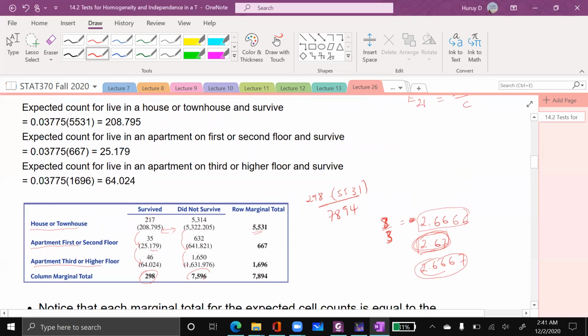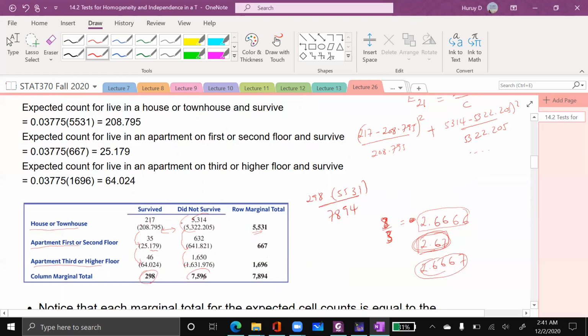So what you do is you take 17 minus 208.795 squared over 208.795 plus, this is for the first cell, and then you do this way. You could even go this way, it doesn't matter. Okay, then 5314 minus 5322.205 squared divided by 5322, and so on and so forth.